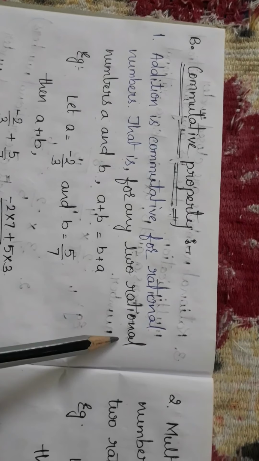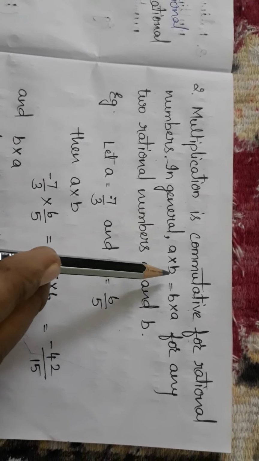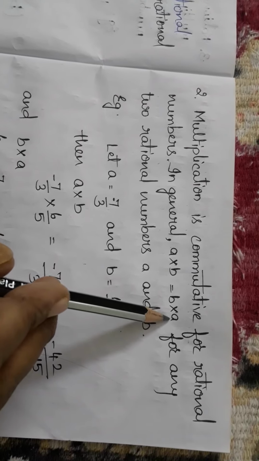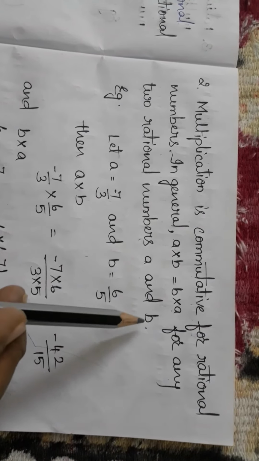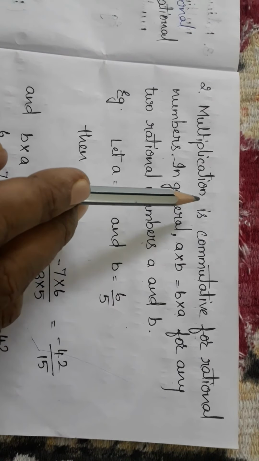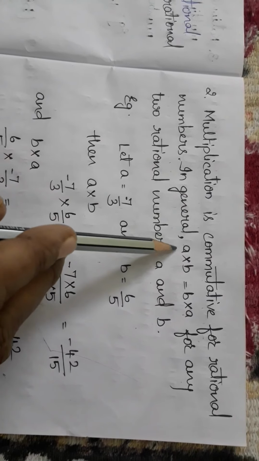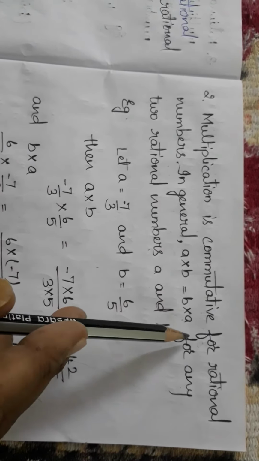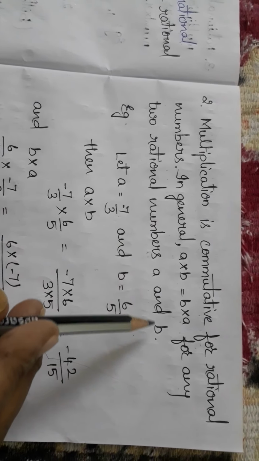Now coming to multiplication. Multiplication is commutative for rational numbers. In general, A into B is equal to B into A for any two rational numbers A and B. What is the commutative property under multiplication? Multiplication is commutative for rational numbers. In general, A into B is equal to B into A for any two rational numbers A and B.